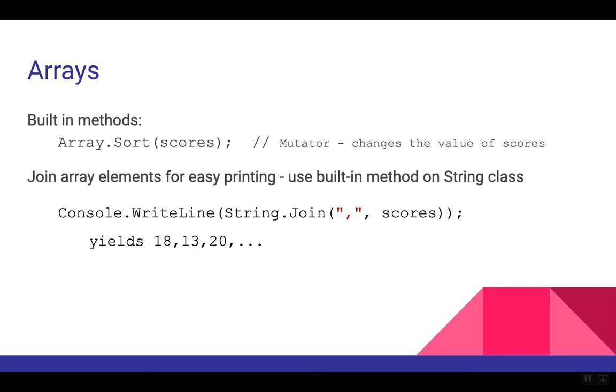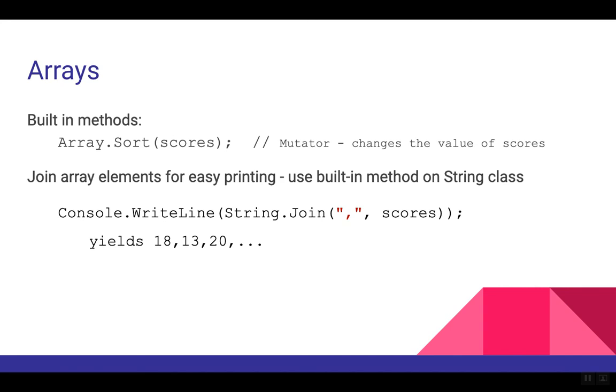All right, so arrays have some built-in methods, some built-in functions. Just like the string methods, arrays have the length property. They also have sort. If I take array.sort, it's going to sort the array. It's going to sort based on the default comparison of the data type. So if it's a number, it's going to sort in ascending order, from the lowest number to the highest number.